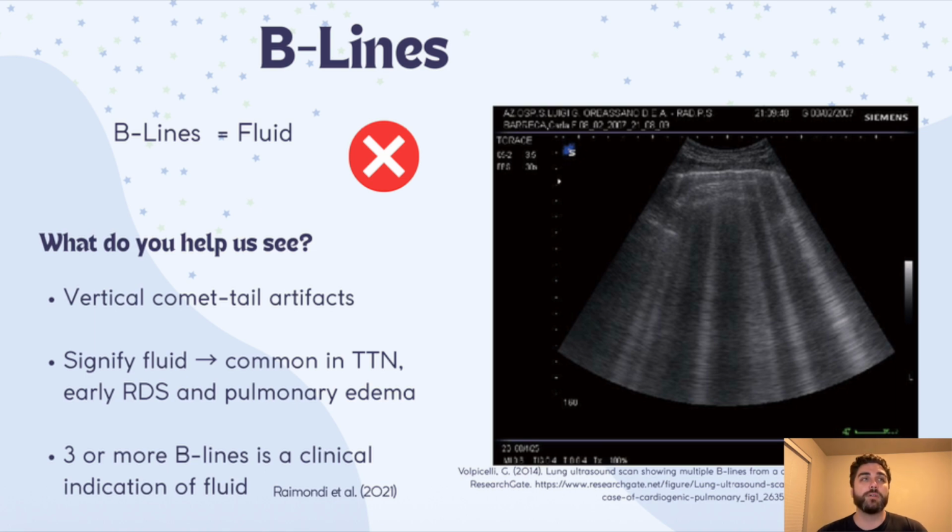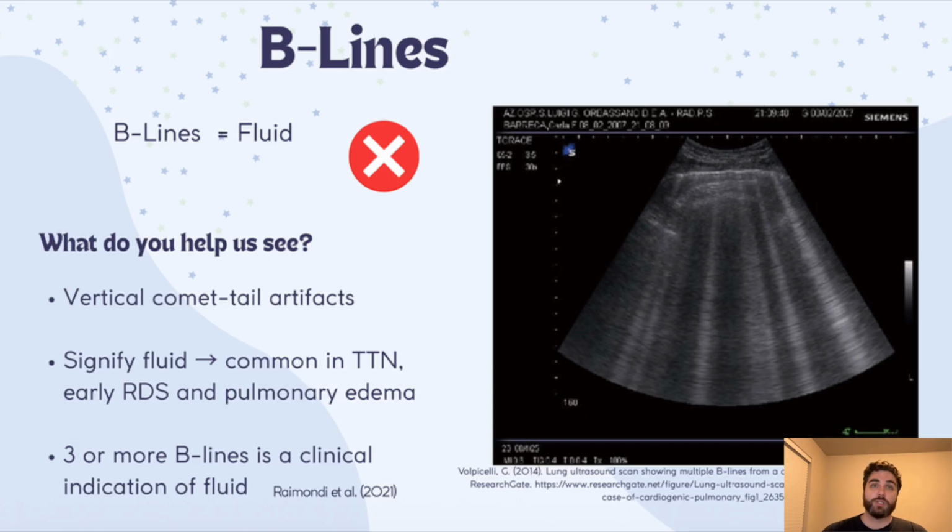Although some amount of B lines are normal within a scan of an infant's lungs, because they still have fluid within their lungs that they are kind of working out and getting out. So it's typically very normal to see B lines within a patient scan, but it's when they are a lot more numerous and tightly packed that they can indicate significant lung diseases. Typically, anywhere between 3, 4, or more B lines means that there's clinical significance of a particular disease.